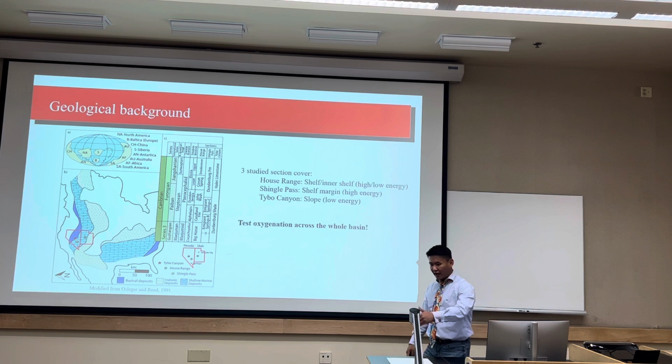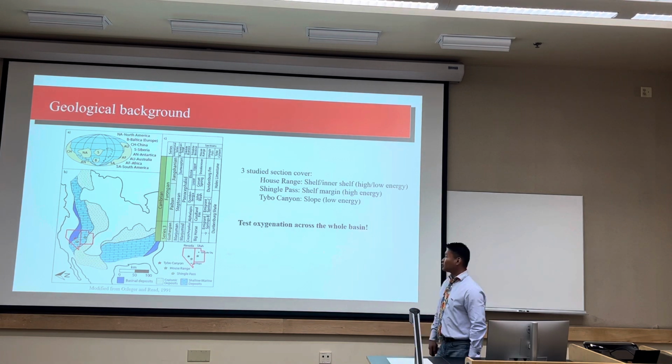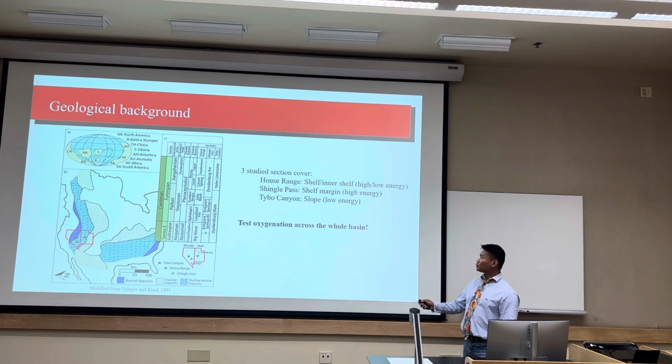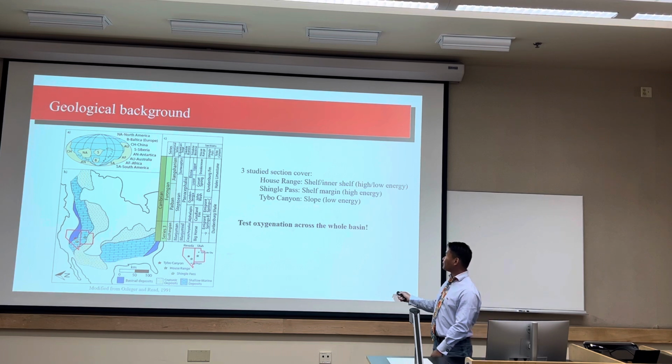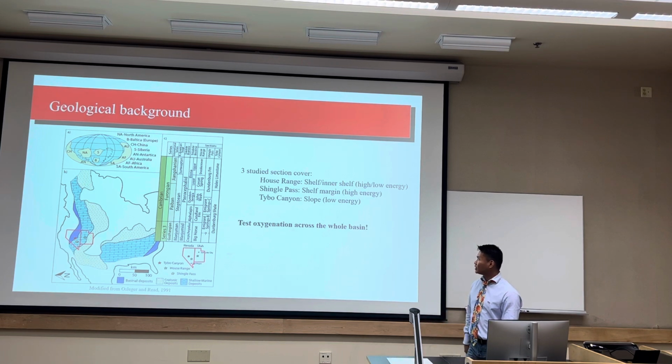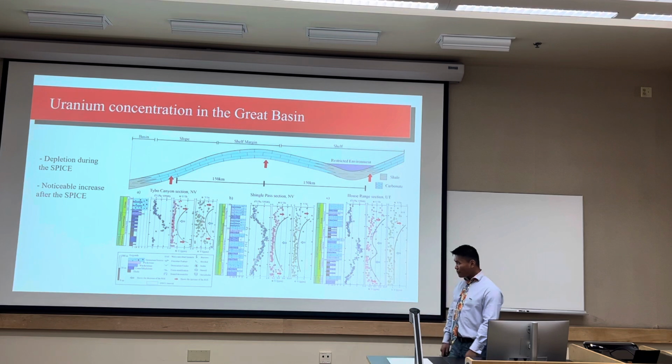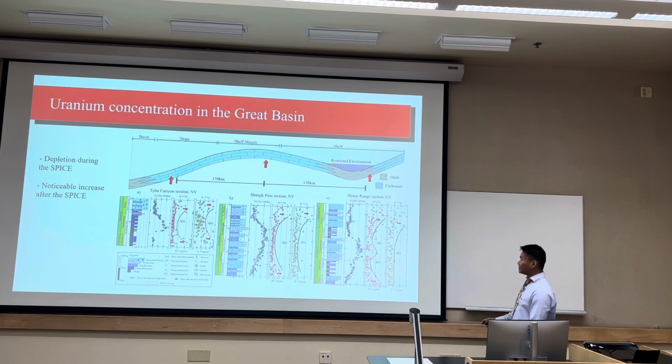Let's now move on to my sections in the late Cambrian period. To remind you, I have three sections: the House Range, the Single Pass, and the Tidal Canyon, at different depositional environments. Now we're going to test the oxygenation across the whole basin. Here, I have three sections.